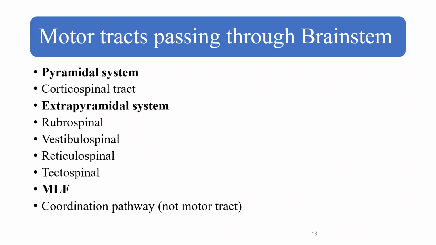Whenever we talk about the motor tracts that are passing through the brain stem, they include the pyramidal system, like the corticospinal tract, corticorubral tract, corticobulbar tract, while the extrapyramidal system includes the rubrospinal, vestibulospinal, reticulospinal and tectospinal tract. We also have the medial longitudinal fasciculi, which are interconnected pathways that connect different parts of the brainstem with each other, and they are responsible for coordination, but they are not considered as motor tracts.